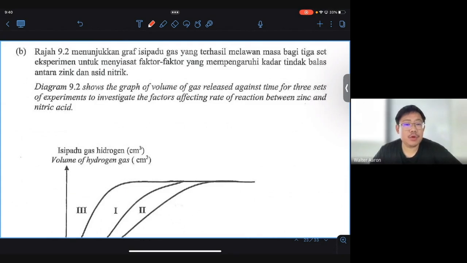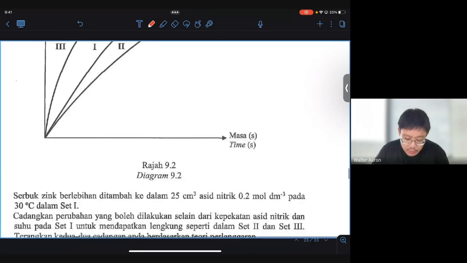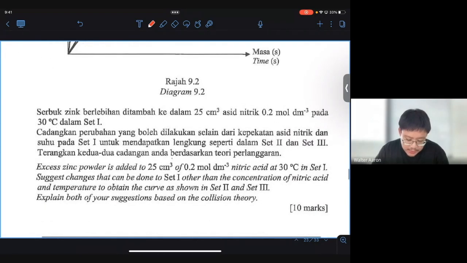Diagram 9.2 shows the graph of volume of gas released against time for 3 sets of experiments to investigate the factors affecting rate of reaction between zinc and nitric acid. Excess zinc powder is added to 25 cm cube of 0.2 mole per dm cube of nitric acid at 30 degrees Celsius in set 1. Suggest changes that can be done to set 1, other than concentration of nitric acid and temperature, to obtain the curve as shown in set 2 and set 3. Explain both your suggestions based on collision theory.